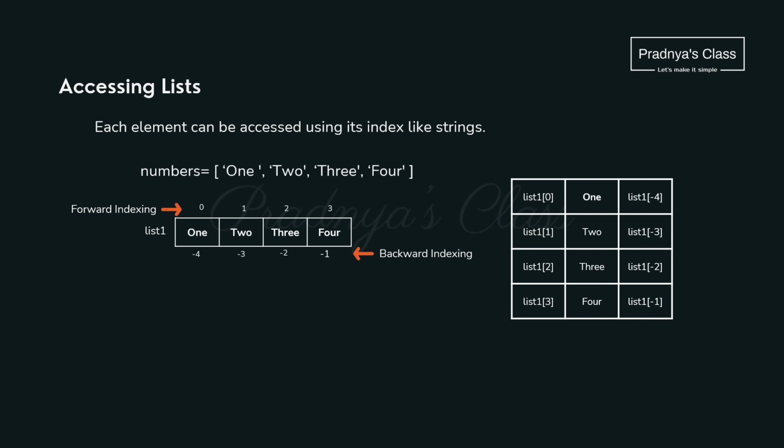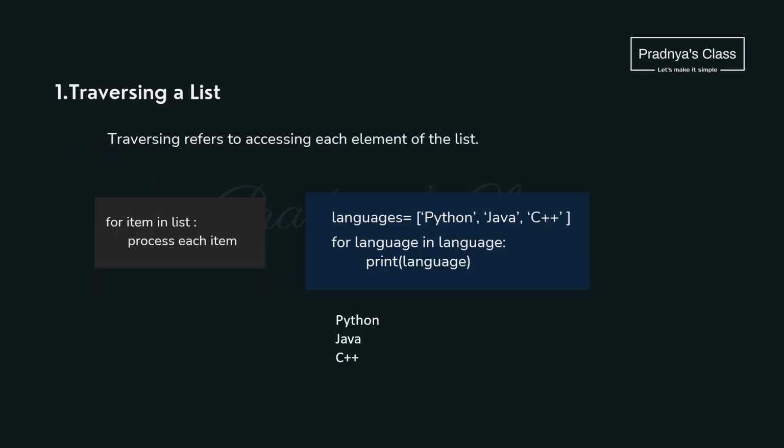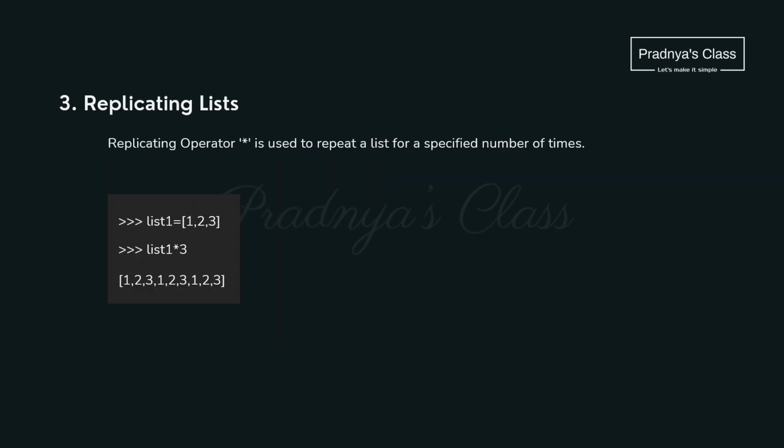What about accessing the individual elements of the list? It is exactly same as string because we use index. Here are the basic operations that we will be performing on list. Traversing the elements of the list is same as string. Here we will iterate over the elements of the list. If you want to join two lists, the concatenation operator also works in the same way to join two different lists into a single list. But both the operands should be of data type list. This replication operator also works in the same way as string.